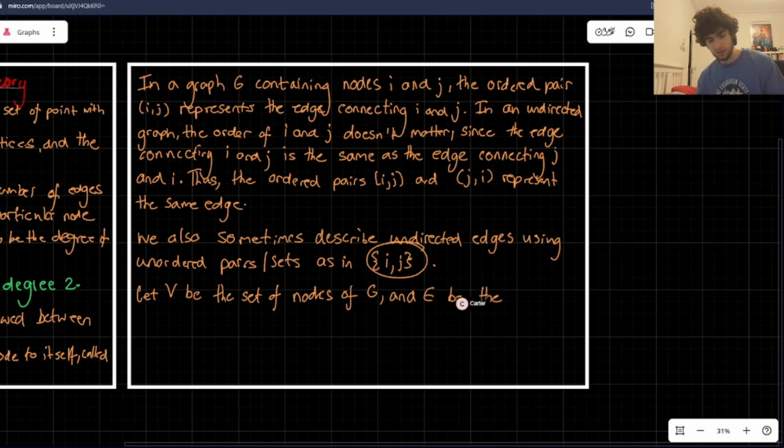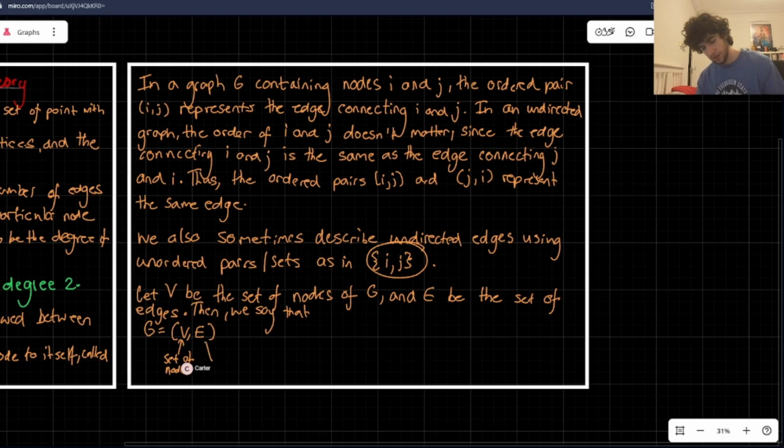And let E be the set of edges. Okay, then we say that capital G is equal to this ordered pair, where the first element of the ordered pair is the set of nodes, and the second is the set of edges. So we can describe our graph using this ordered pair notation. The first component of our ordered pair will be the set of nodes, and the second component will be the set of edges. So if I have a graph G with some specific nodes V, I can talk about that graph in terms of sets, right?